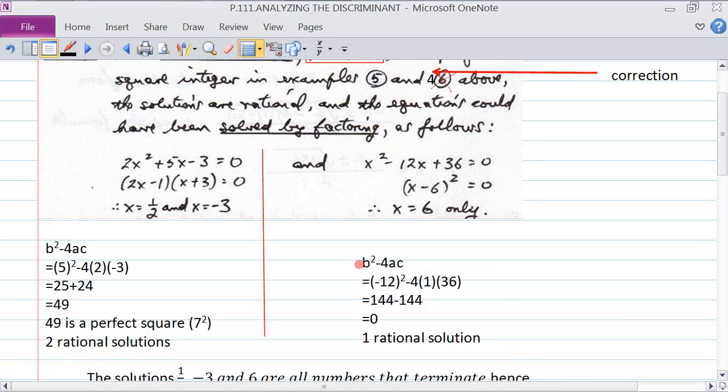If, on the other hand, b squared minus 4ac, as in this case, this is minus 12 squared minus 4 times 1 times 36, we did that before, comes out to 0. There's only one rational solution. So if it's a perfect square, we know there are two rational solutions. If it equals 0, it's one rational solution.